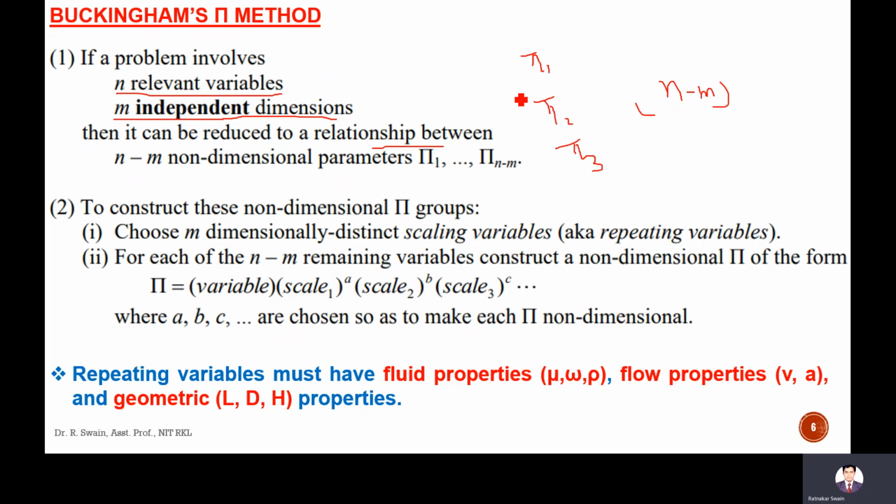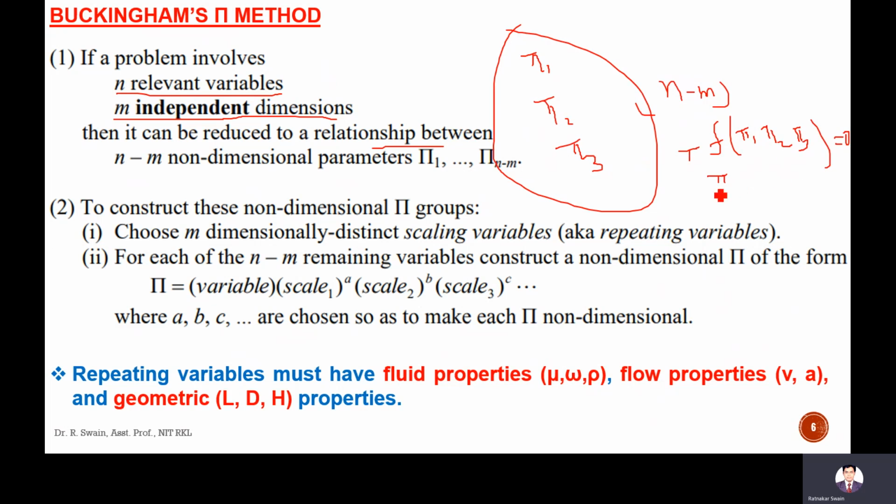If n is the total number of variables and m is the number of independent dimensions, then n minus m will be the non-dimensional groups that we can develop, and these non-dimensional groups are functions of each other: Pi 1, Pi 2, Pi 3. All the n minus m numbers are a function equal to 0. Means Pi 1 is a function of Pi 2, Pi 3, or Pi 2 is a function of Pi 1, Pi 3, or Pi 3 is a function of Pi 1, Pi 2.